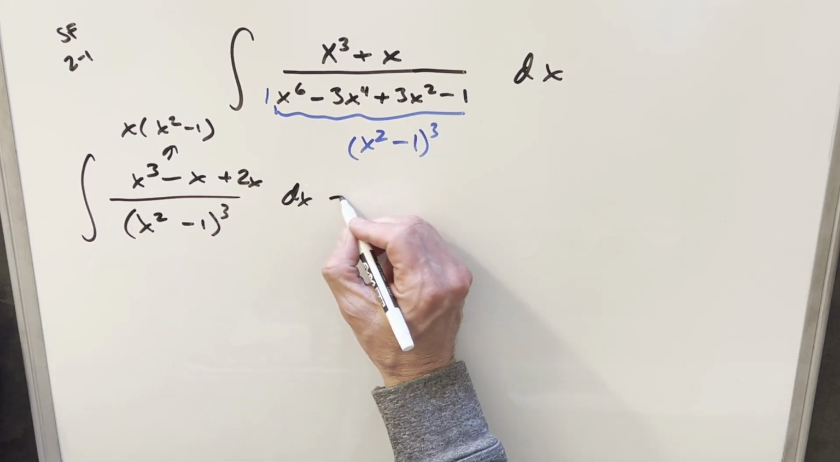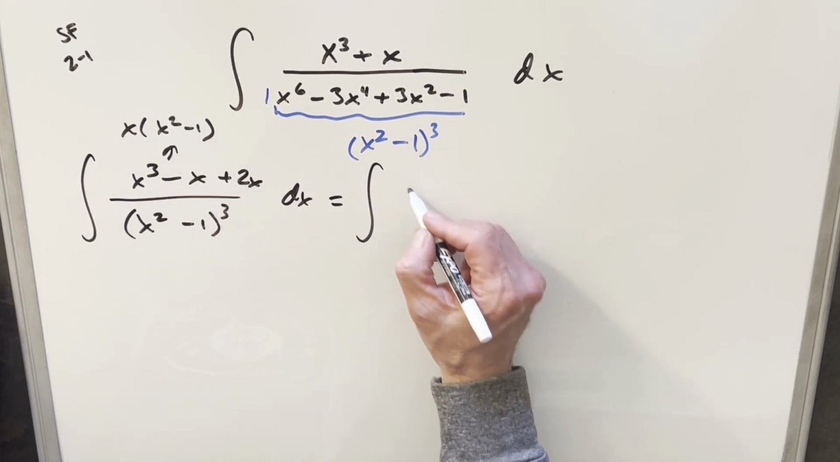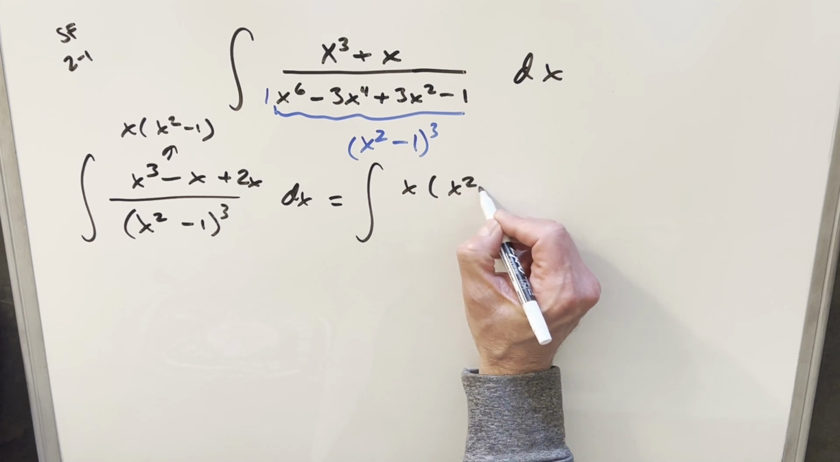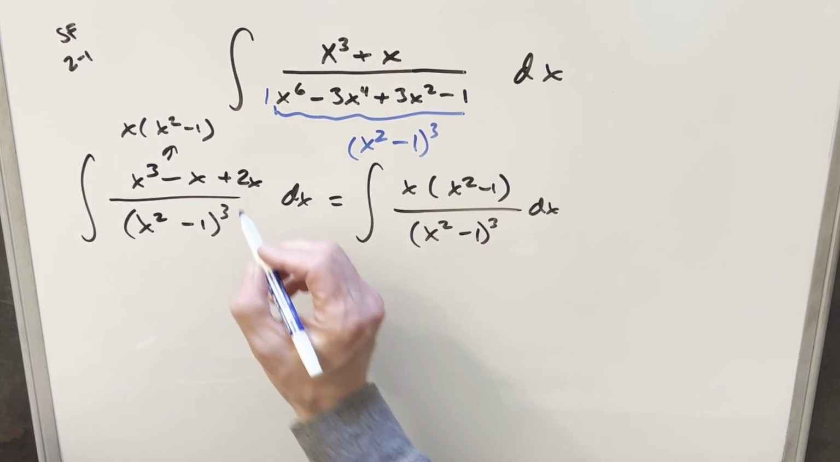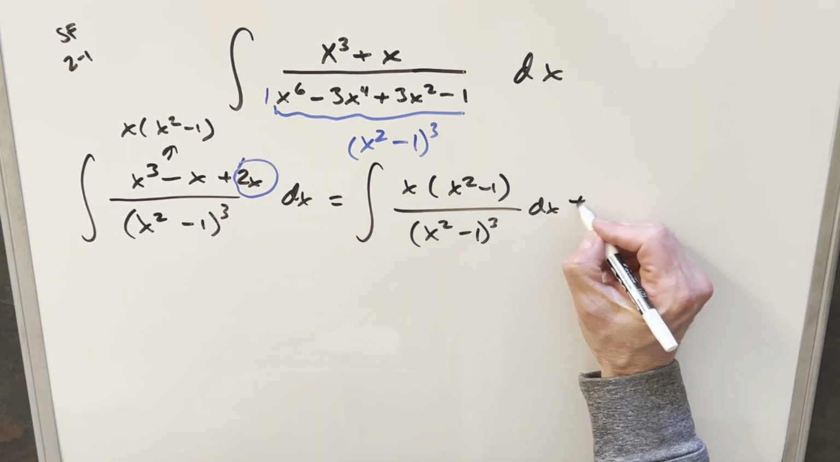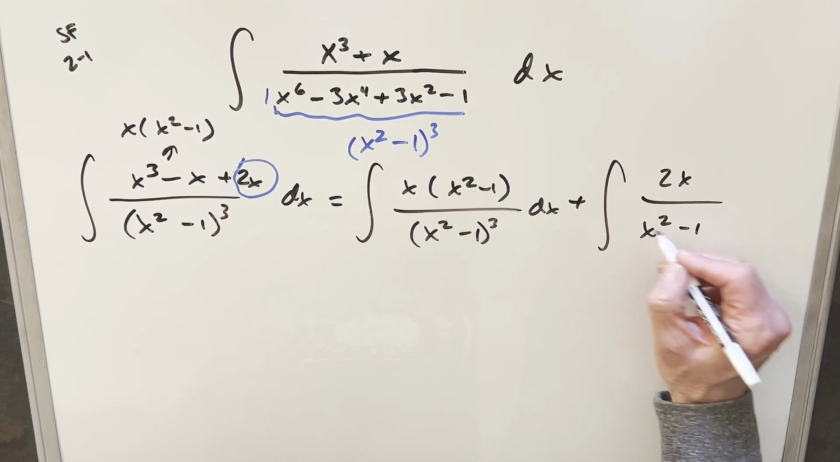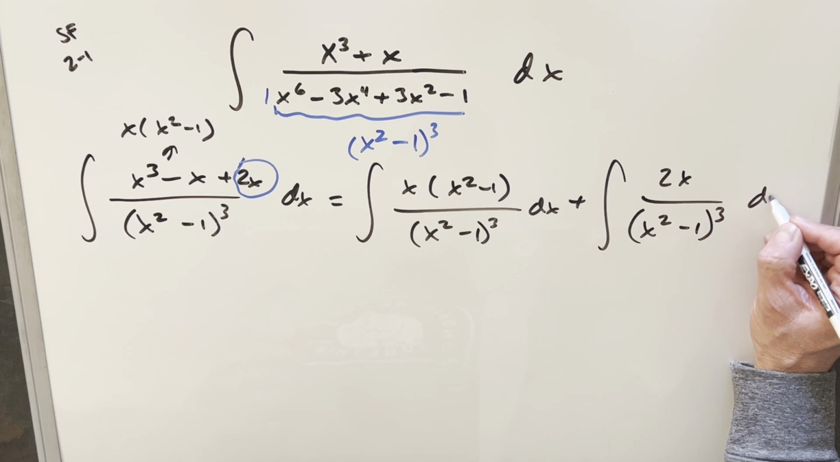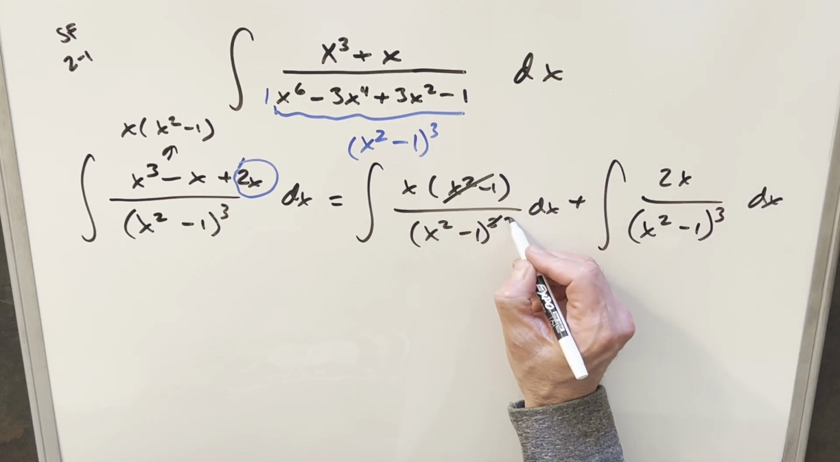So from here, I can split this into two integrals. The first one I'll split up like this: x over x squared minus 1, with the same denominator. For the second one, I'm just going to grab this 2x and bring it over, so this becomes the integral of 2x over (x squared minus 1) cubed dx. And like we said, we get cancellation here, so this 3 is going to become a 2.